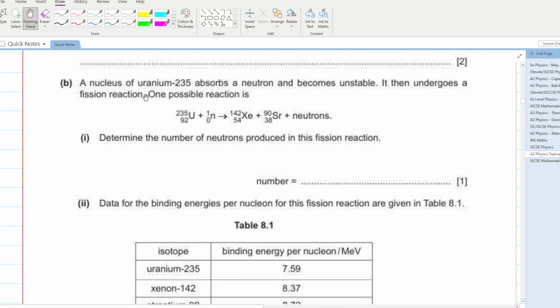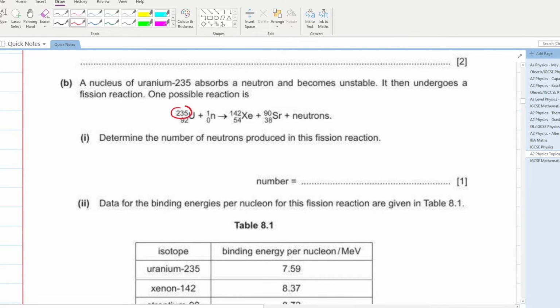A nucleus of uranium-235 absorbs a neutron and becomes unstable. It then undergoes a fission reaction. One possible reaction is this. Determine the number of neutrons produced in this fission reaction. So we have to determine this number of neutrons in this fission reaction. Very easy to predict. What can we do?